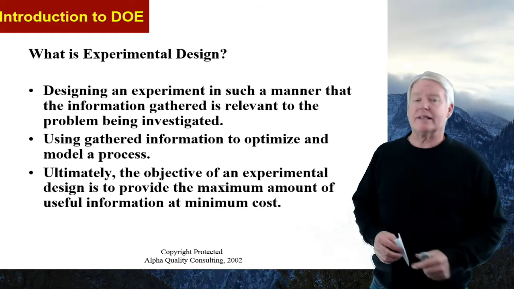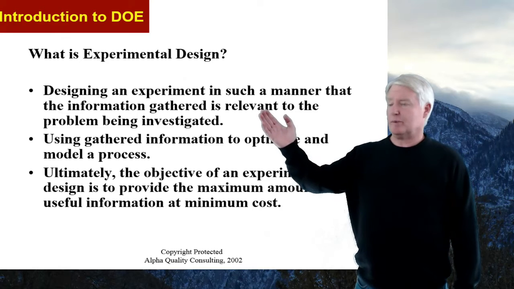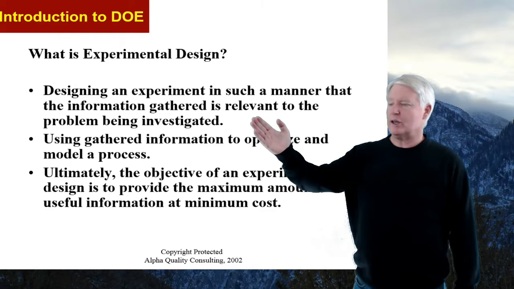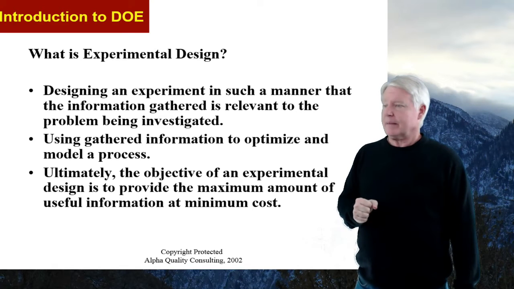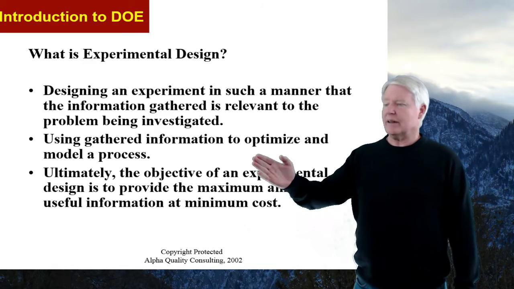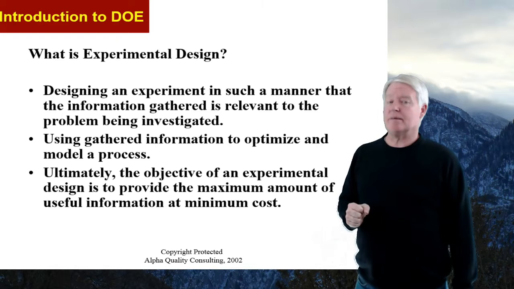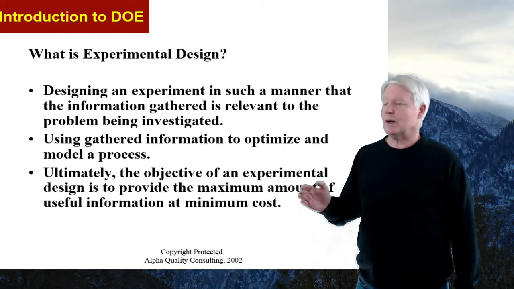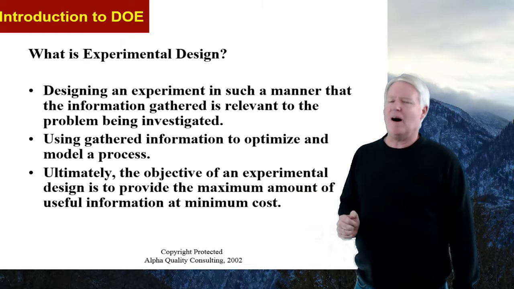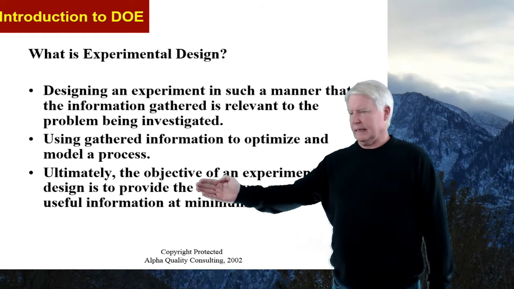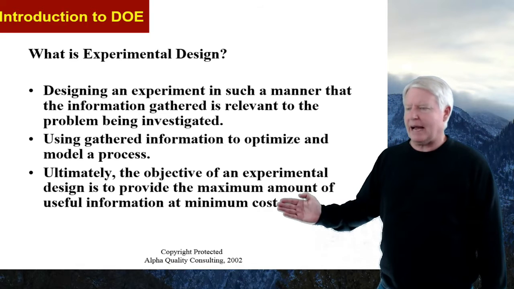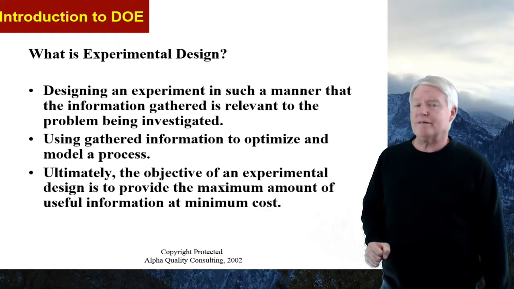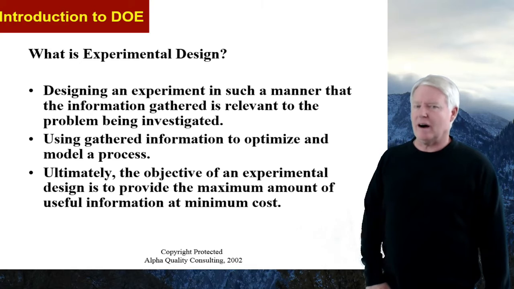What is experimental design? Designing an experiment in such a manner that the information gathered is relevant to the problem being investigated. Okay. Using gathered information to optimize and model a process. And perhaps the most key element of all of these three bullet points is the last one. And ultimately, the objective of an experimental design is to provide the maximum amount of useful information at the minimal cost.